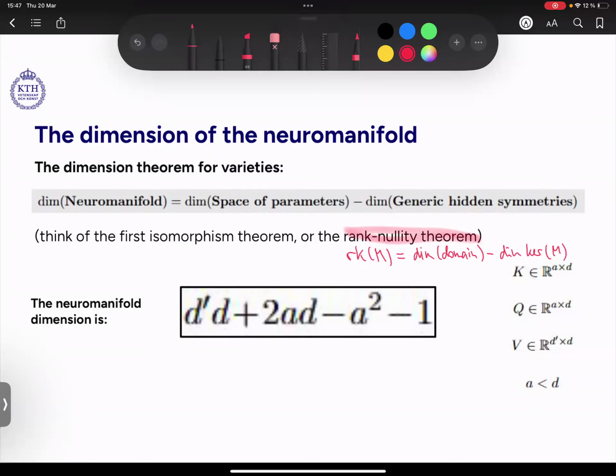And now if you have a non-linear map, then this is also true, and this is the gray box up there. The dimension of the space that it parameterizes is the dimension of the parameter space minus, and now we don't have a linear matrix kernel here, the dimension of your hidden symmetries. And that's how you can count the true expressivity if you understand these hidden symmetries.